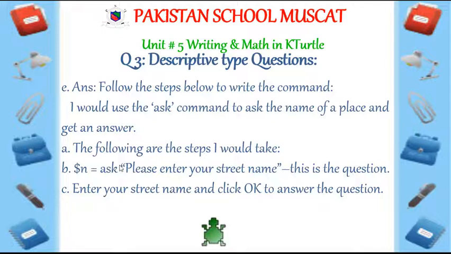After that, you need to put inverted commas at the start and type your text in between: please enter your street name, and close the inverted commas. This will be the question. And then enter your street name and click OK to answer the question. So that's a simple one. If you practice that in your KTurtle, it will be easier for you to understand this one, but you need to write down these steps in your notebook. So that's the answer to your part E question.